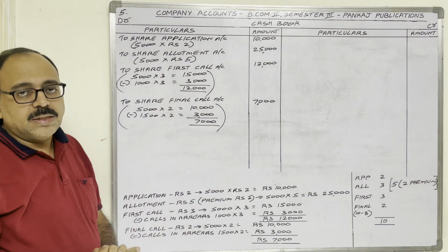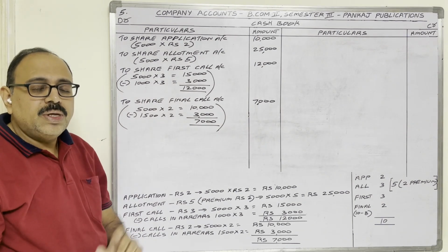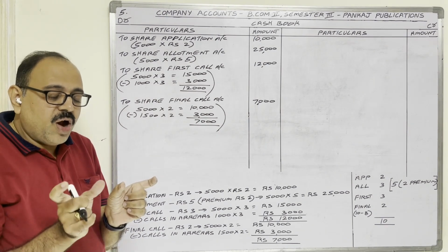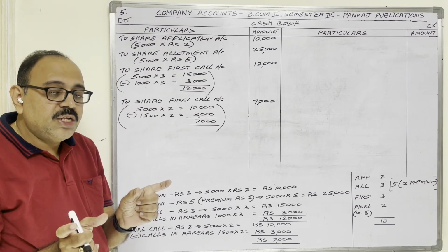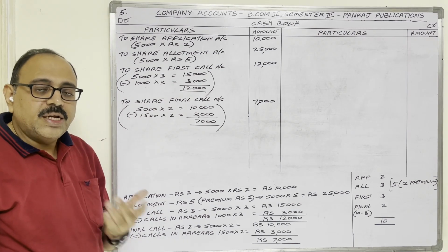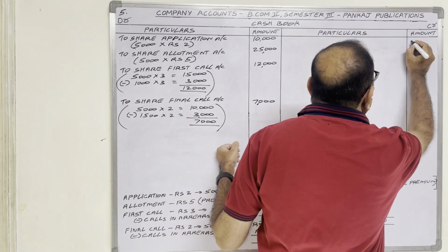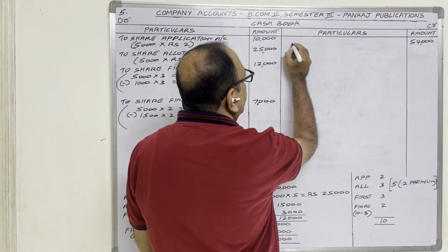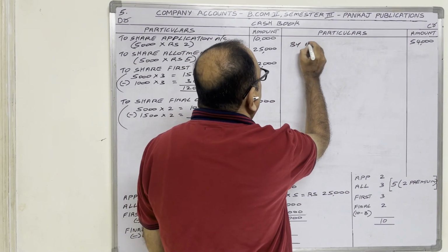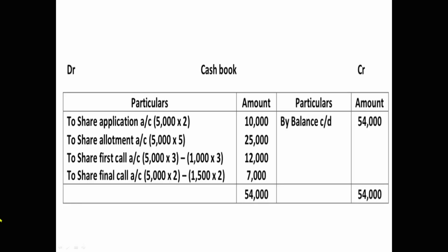Finally, find out the balance. Debit side total is 54,000. So in this 54,000, 44,000 is paid up capital and the 10,000 extra is what? Share premium. So credit side total is less, no? Therefore on the credit side show that balance amount 54,000. For that, in particulars column, by balance carried down. On both sides write down the total. Take a screenshot of the cash book.